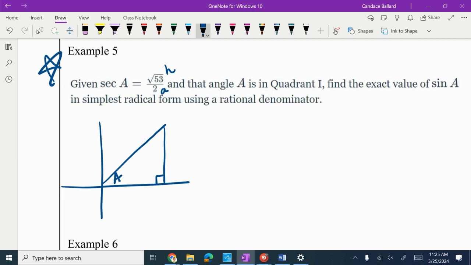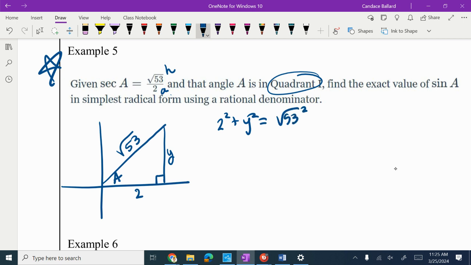So I drew my picture. I know I'm in quadrant 1. So secant is hypotenuse over adjacent. So on my hypotenuse, I should have square root of 53, my adjacent 2. How do I get the other leg? Pythagorean theorem. All right, it does not matter what variable you use. Technically, it's probably y. So my legs would be 2 squared plus y squared equals the square root of 53 squared. Whatever you used here is fine.